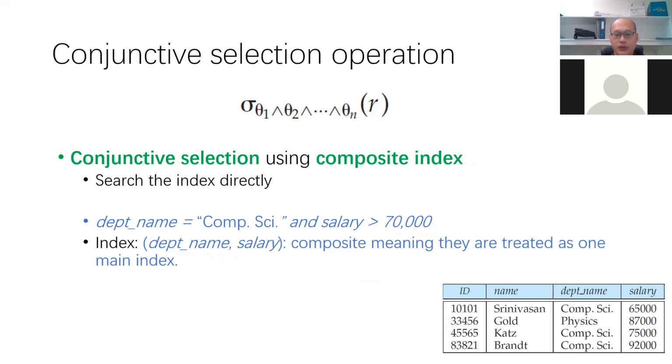So this is exactly the same. The only difference is that I'm now using a composite index rather than a single index. In the composite index, they are treated as one main index. So I have department name and I have salary. So in this case, do you think this index would be a primary or a secondary index?